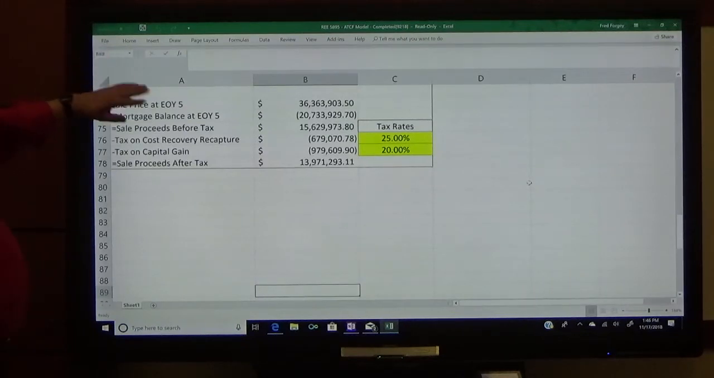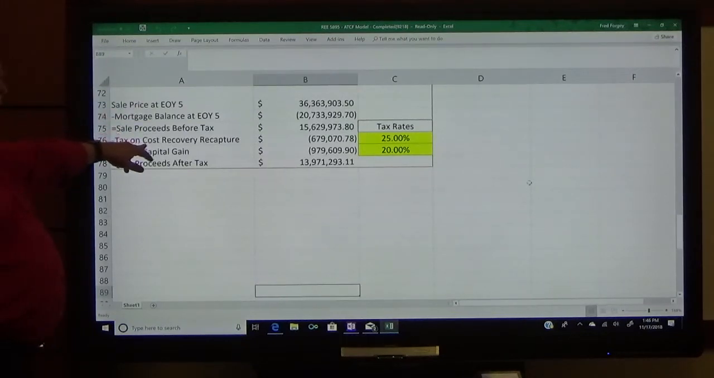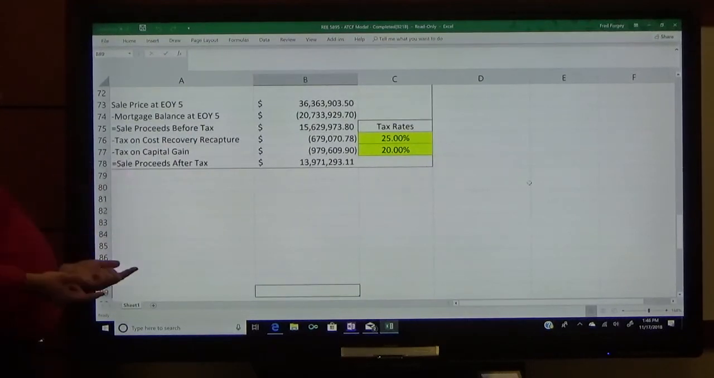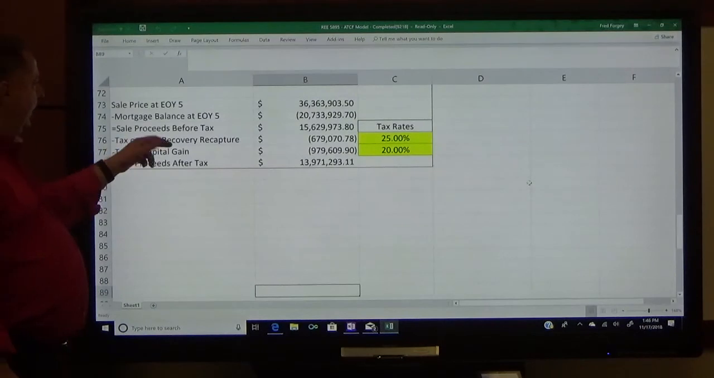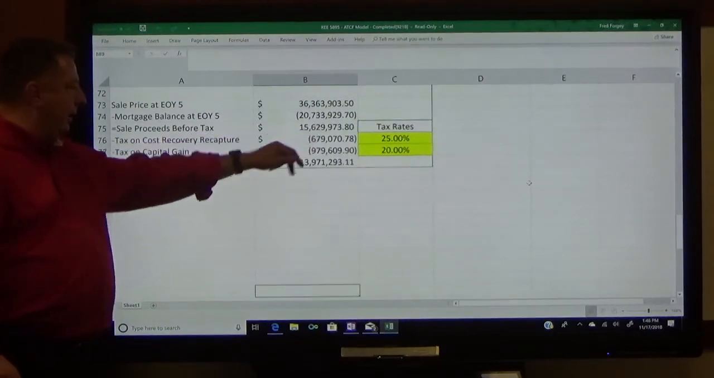All right, so moving on. Okay, so the next one, as I said, you get taxed on the cost recovery recapture at a 25% tax rate, and then you have a tax on the capital gain. So the fact that you sold it for more than you paid, ultimately you get taxed on that as well at a 20% rate.